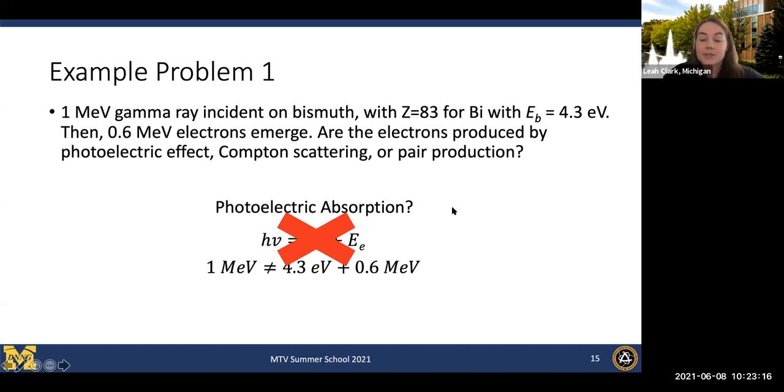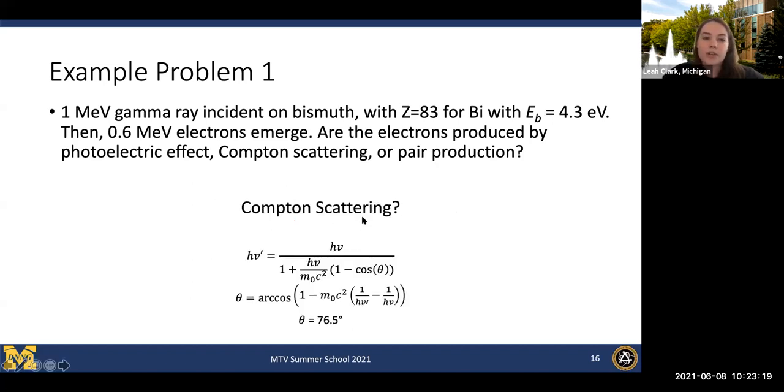So that means that Compton scattering must have occurred. If we go through and use our Compton scattering equation, we know our hν value, and just from doing the math of 1 MeV equals 0.6 MeV plus 0.4 MeV, we know that our scattered photon is equal to 0.4 MeV. If we plug this into our equation, we can find our theta value for the angle that it was scattered at, which comes out to 76.5 degrees. So this is an example of Compton scattering.